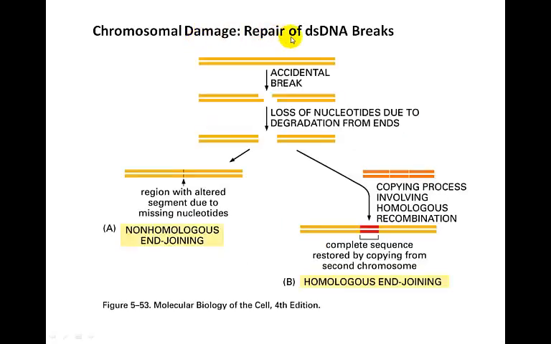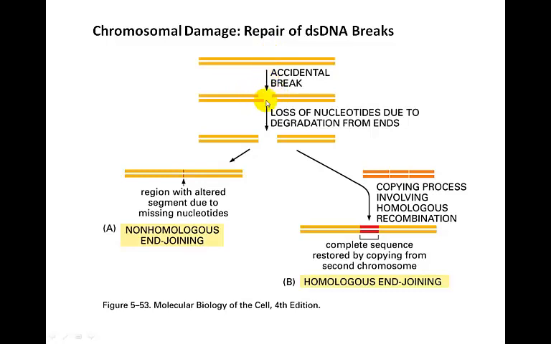Chromosomal damage: repair of double-stranded DNA breaks. Occasionally chromosomes break from high energy radiation. Sometimes just mechanical shear during meiosis and mitosis can break chromosomes. Frequently though, it's high energy radiation.